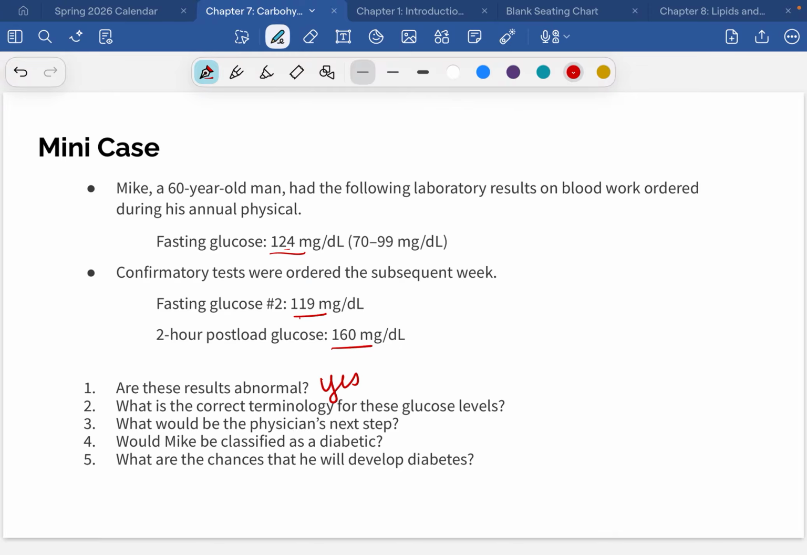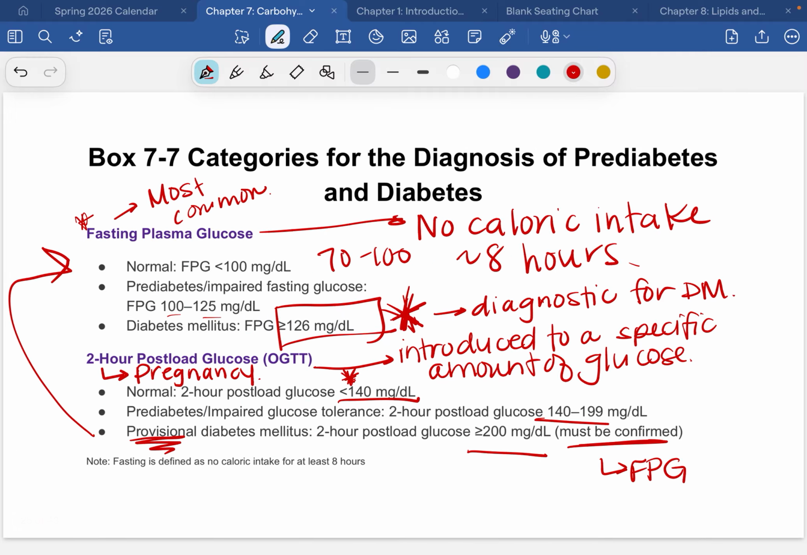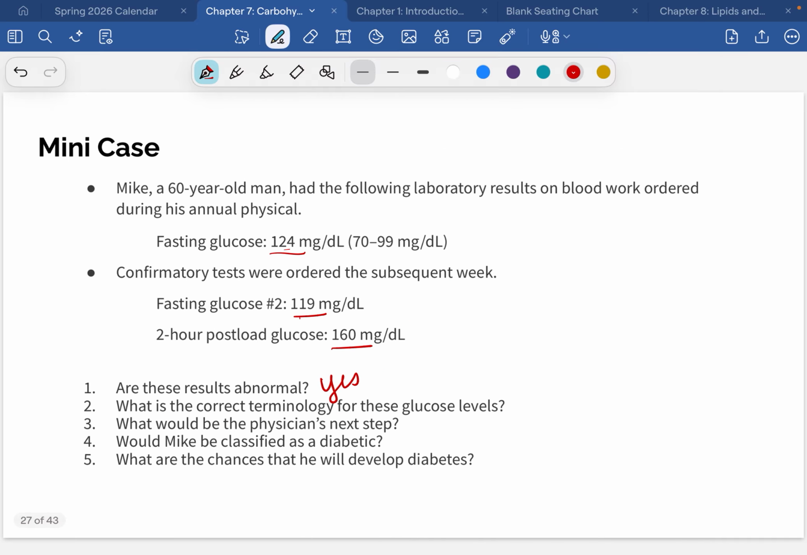If you look at both of these on this chart, if you look at his fasting plasma glucose levels and his 2-hour post-load levels, they both fall into that pre-diabetic range, or the impaired glucose metabolism stage. So he's in a stage where he is pre-diabetic. He would not be diagnosed as diabetic quite yet. His glucose levels are not quite high enough for that. However, he is on the way to becoming diabetic.